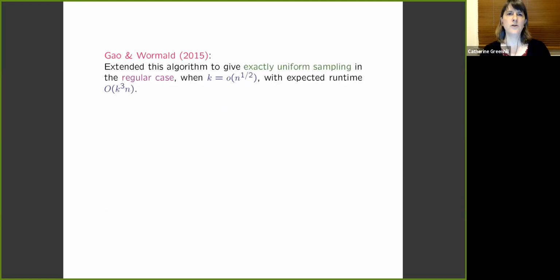Cool. So new ideas were needed to get beyond this particular barrier. And those new ideas were brilliantly provided by Jane Gao and Nick Wormald in 2015. They were able to extend the algorithm to still give exactly uniform sampling. First, they focused on the regular case, right up to degree little o of root n. So from order n to the 1/3 to little o root n, which is actually a big jump. And the expected runtime is the same as what McKay-Wormald achieved in the regular case.